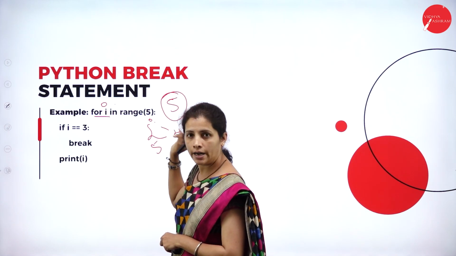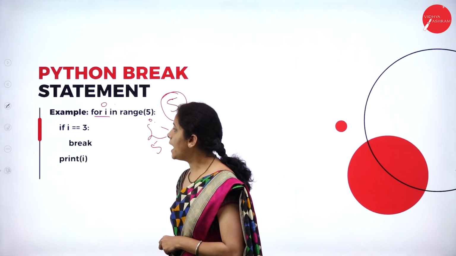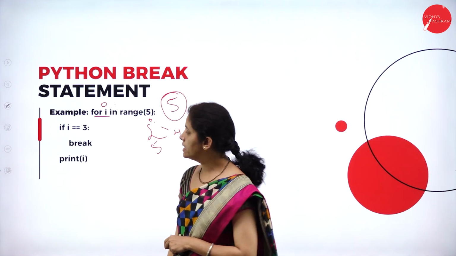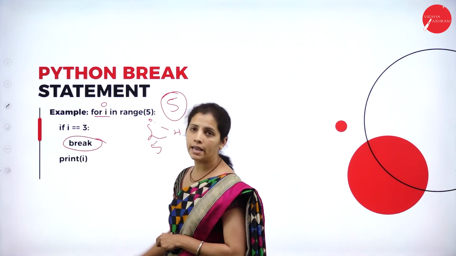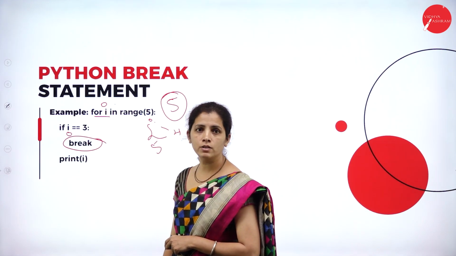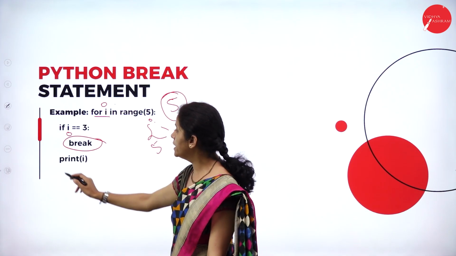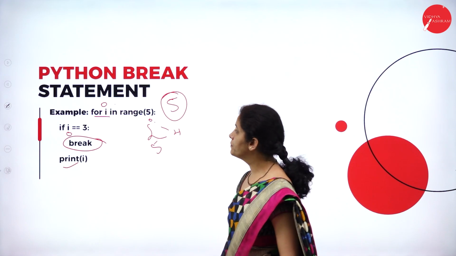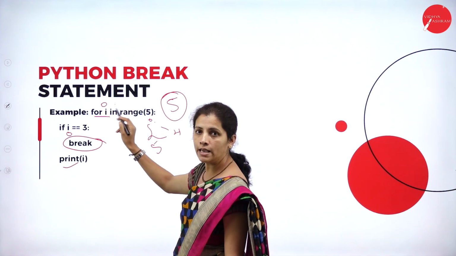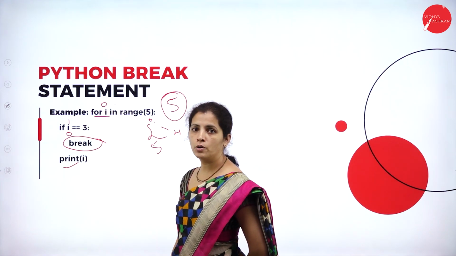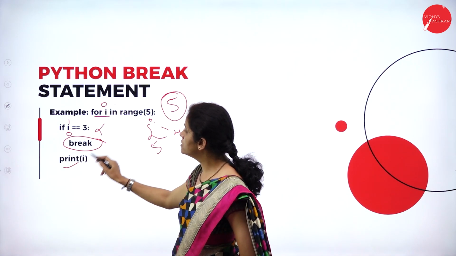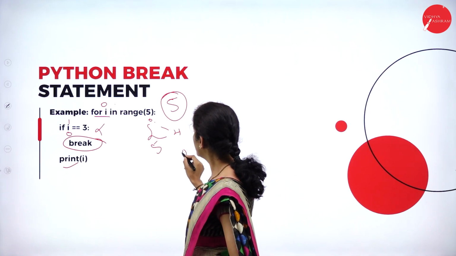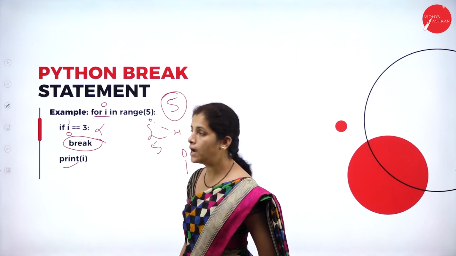Okay, fine. The condition is true: if i equal to 3, break. But what about i? i is 0. Okay, fine. What will I do? I'm going to print i. Now, i is incremented by 1. Okay, now what is i? i is 1. 1 equal to 3? The condition is false. So, I'll print 1. So, I got the output 0 and 1.